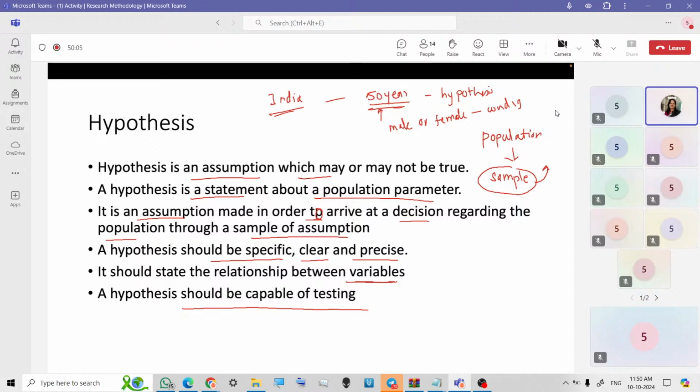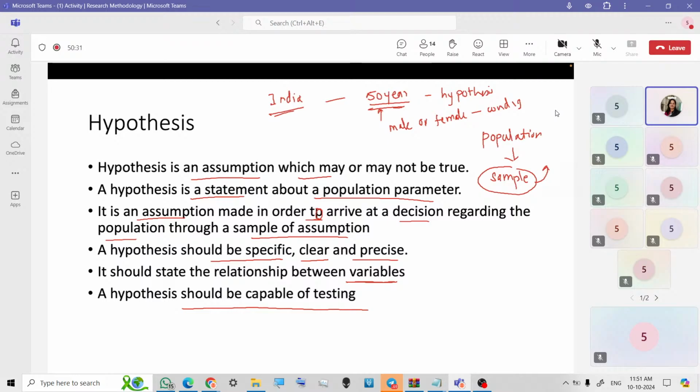It is an assumption made in order to arrive at a decision regarding the population through the sample. It's not always possible to work on the population data to check whether the hypothesis is true or not. So what we are doing is making a decision by taking a sample from the population, and we are trying to see whether my hypothesis is coming true or false for the selected sample.